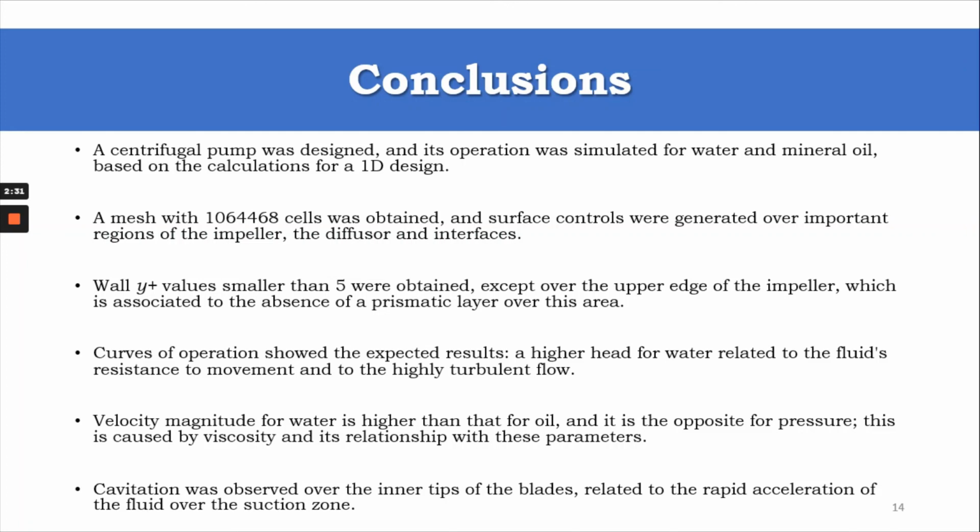Operation curves show the expected results. A higher head for water is related to the fluid's lower resistance to movement and the highly turbulent flows. Velocity magnitude for water is higher than for oil, and it's the opposite for pressure. This is caused by viscosity and its relationship with these parameters. And finally, cavitation was observed over the inner tips of the blades, related to the rapid acceleration of the fluid over a submersion zone.